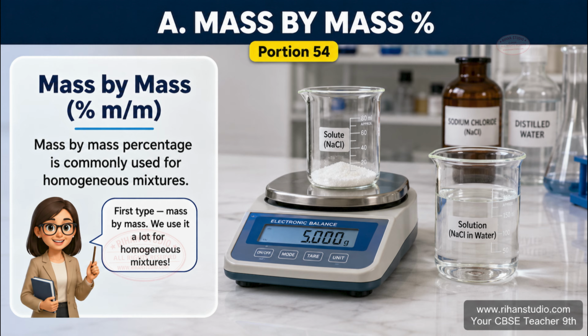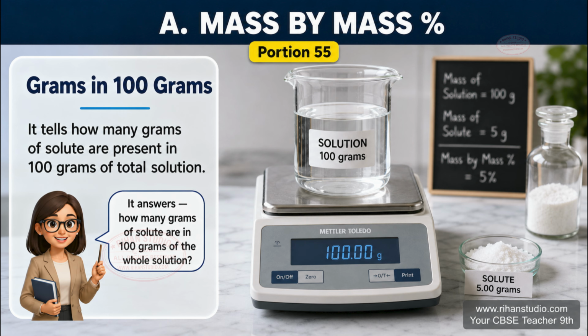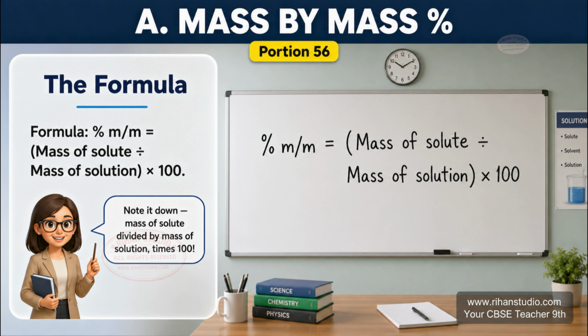Mass by mass percentage. It is commonly used for homogeneous mixtures. It tells how many grams of solute are present in 100 grams of total solution. It answers a question: how many grams of solute are in 100 grams of the whole solution? The formula is mass by mass percent equals mass of solute divided by mass of solution, times 100. Note it down carefully.